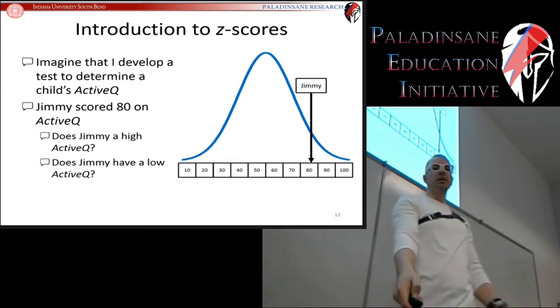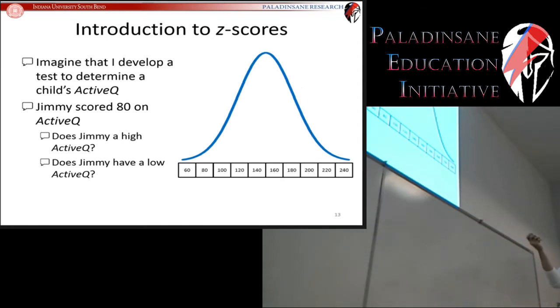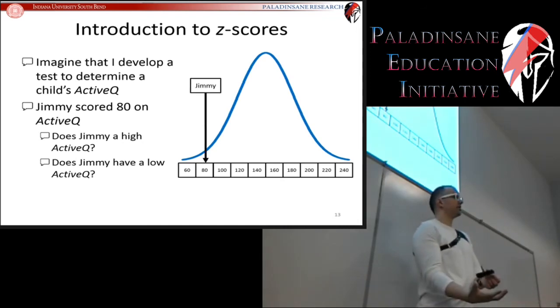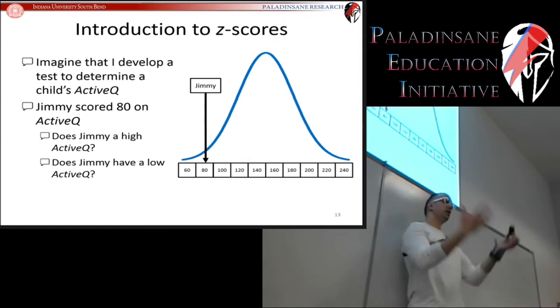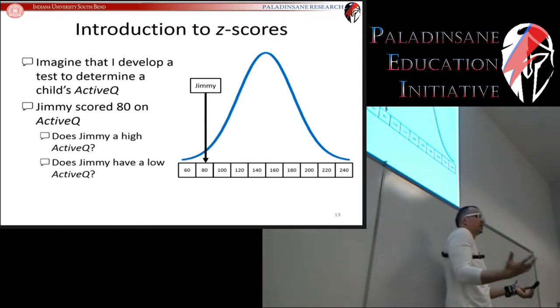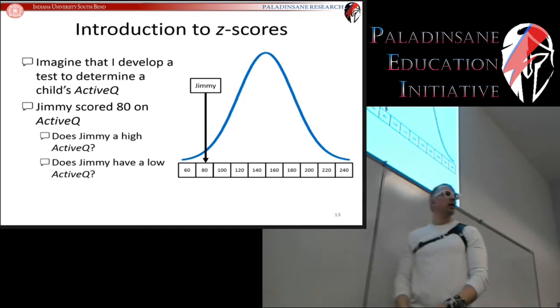On the other hand, if we change the x-axis over here, and this was the frequency distribution of active Q scores in the population, then you can see that Jimmy actually has a very low active Q. And we would need to try to get Jimmy to be more active, not less active. And we would also try to ask his parents, why do you think he's overactive? Your child's actually inactive. But notice that that score of 80 can have completely different meanings depending upon where in the distribution Jimmy actually is.